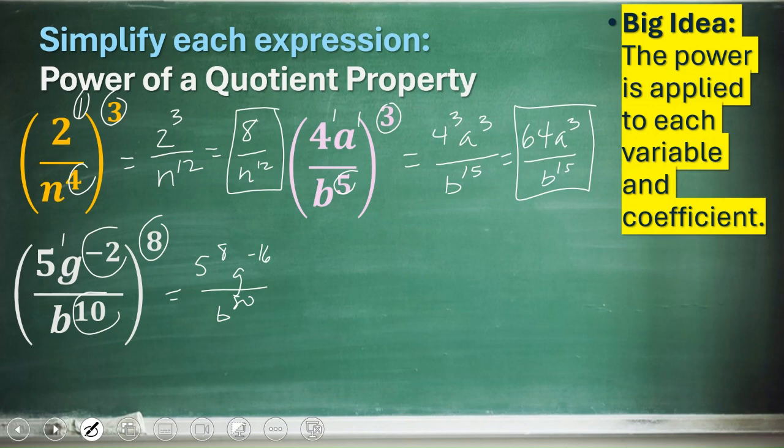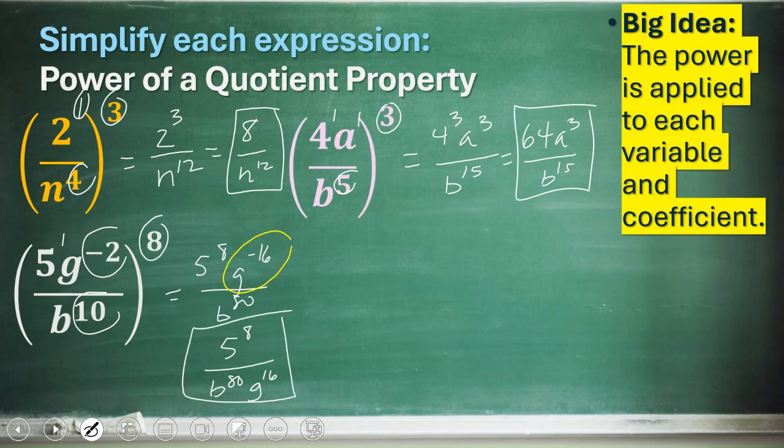Now, most instructions for math problems say that they want us to write our final answer with positive exponents. I have an entire video on that, but essentially what that means is we need to move this part of our expression to the denominator, and the reason we do that is a shift in location changes the sign on our exponent. So 5 to the 8th stays in the numerator, b to the 80th stays in the denominator, and I'm going to shift g down, and when I do that, the exponent becomes positive.